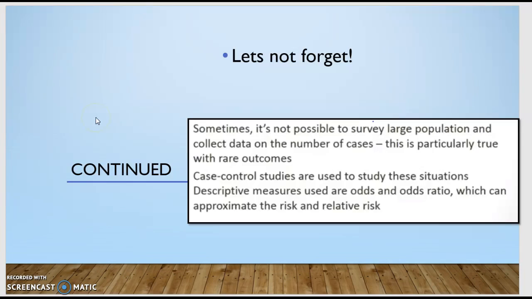Let's not forget, continuing off our last slide, sometimes it's not possible to survey large populations and collect data on the number of cases. This is particularly true with rare outcomes. Case control studies are used to study these situations. Descriptive measures used are odds and odds ratio, which can approximate the risk and relative risk, as we were mentioning in the last slide.